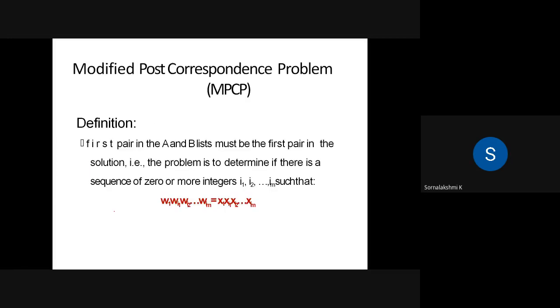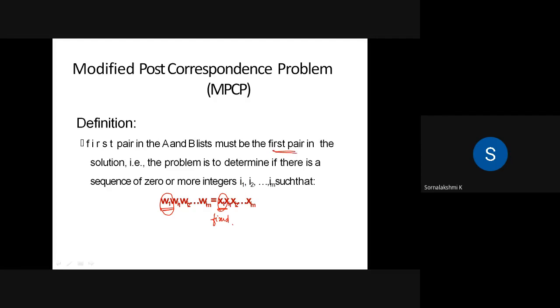And there's one more version called the modified post correspondence problem. This modified post correspondence problem will help us prove that this is undecidable. In the modified post correspondence problem, it's a very simple thing: keep the first string in the list as constant. Don't move the first one. LHS and RHS will always have the first string as the starting string. This is fixed. The first pair should be fixed at LHS and RHS.